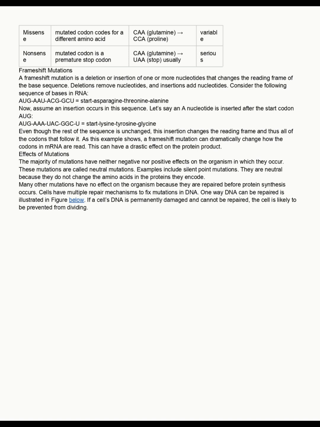codons that follow it. As this example shows, a frame shift mutation can dramatically change how the codons in mRNA are read. This can have a drastic effect on the protein product.